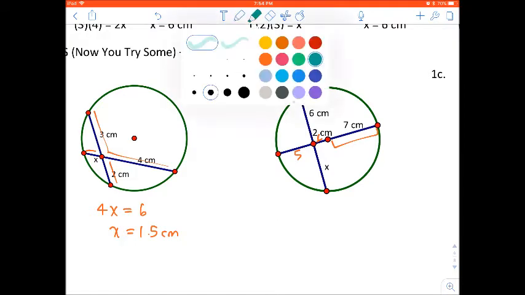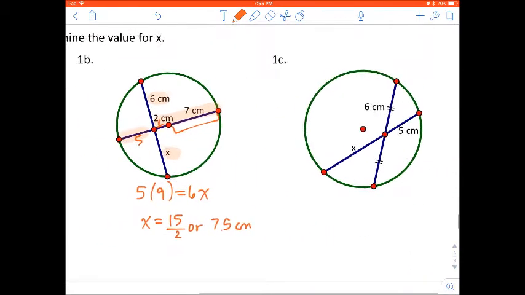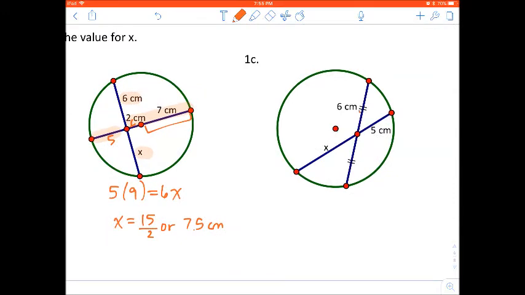So looking at part times part, we have 5 times 9 is going to make up 1 chord, and then 6 times x. So 5 times 9 equals 6x. If I divide 45 by 6, I'll get 15 halves, for example, or just 7.5 centimeters is also fine. And looking at the last one here, we have these congruence marks. So 6 and 6 make up the 1 chord, 5 and x make up the other. So 6 times 6 equals 5x, 36 equals 5x. If we divide both sides by 5, we'll get 7 1/5 or 7.2 centimeters for x.